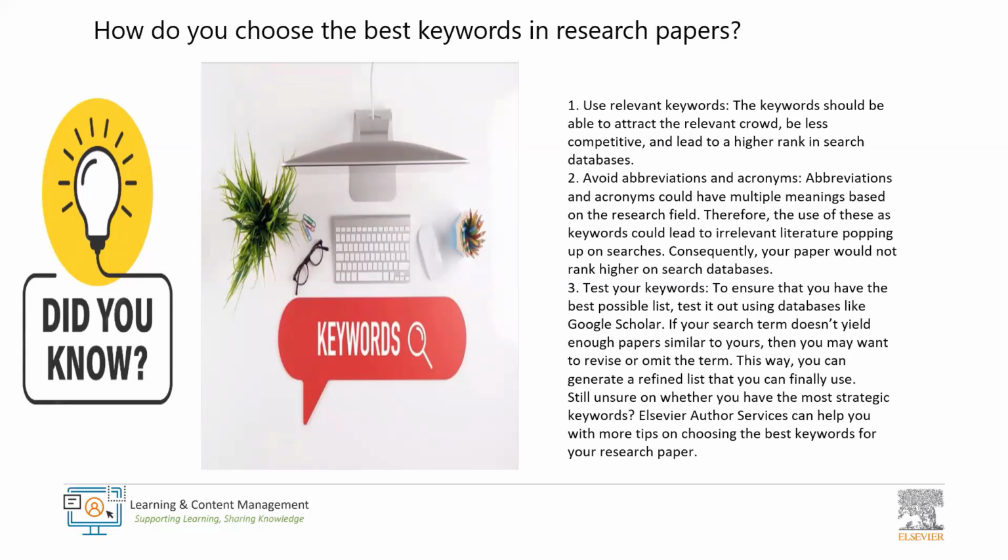The next thing is test your keywords, which is really essential. To ensure that you have the best possible list, test it out using databases like Google Scholar. If your search term doesn't yield enough papers similar to yours when you search in Google Scholar, then you may want to revise or omit the term. This way, you can generate a refined list that you can finally use. And if you're still unsure whether you have the most strategic keywords, Elsevier Author Services are here to help you out. So please do visit the Elsevier Author Services page, which will give you more tips on how to choose the best keywords for your research paper.